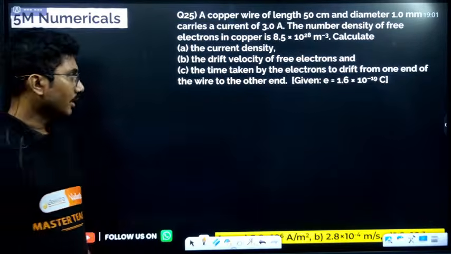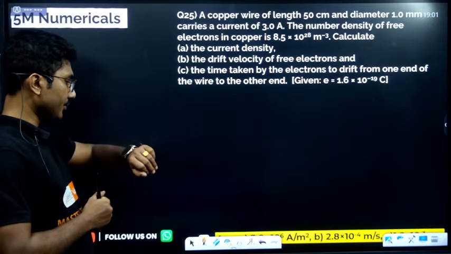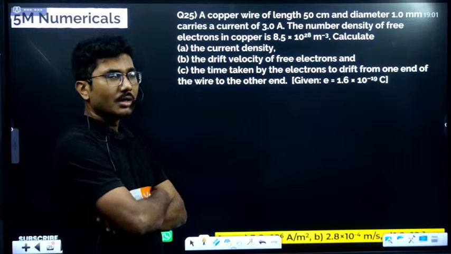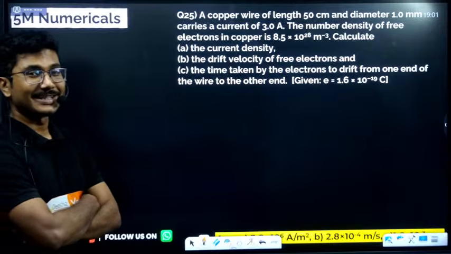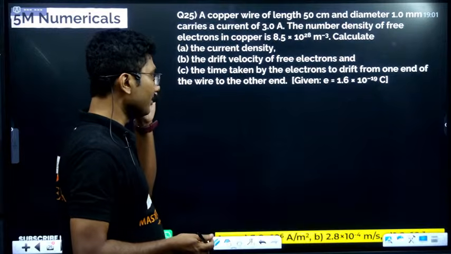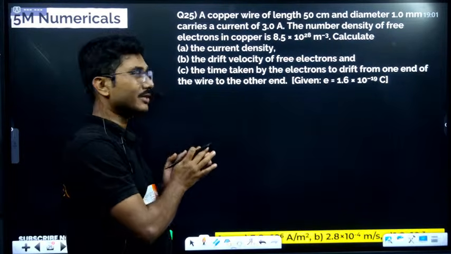Okay, yes. Now let's move on with the numerical questions. We have to finish this lecture. The next chapter is short and small. Only this current electricity chapter is bigger. The next chapter will be finished very quickly, so don't worry about it. That's why I'm taking this chapter a little slowly and trying to explain all the concepts.